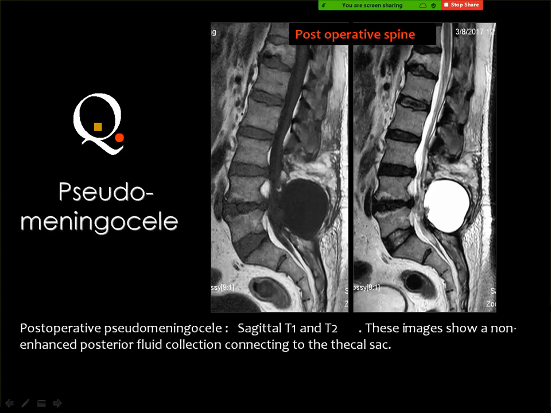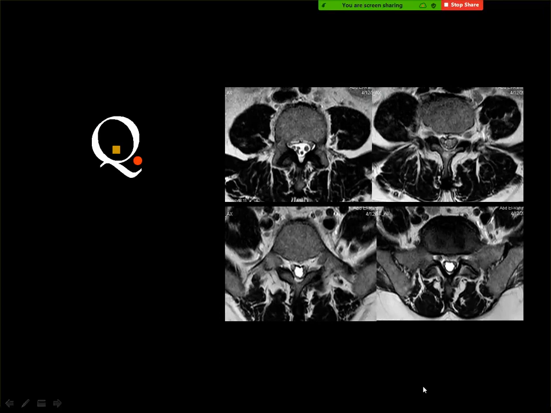Pseudomeningomyelocele. No, pseudomeningocele only. And this is a post-operative spine where you have evidence of laminectomy, and at the operative site you have a collection of CSF, and this is known as pseudomeningocele. It results if during surgery there is a dural tear that has resulted in some leakage of CSF to form this collection. Sometimes this collection may become secondarily infected and may result in an abscess.